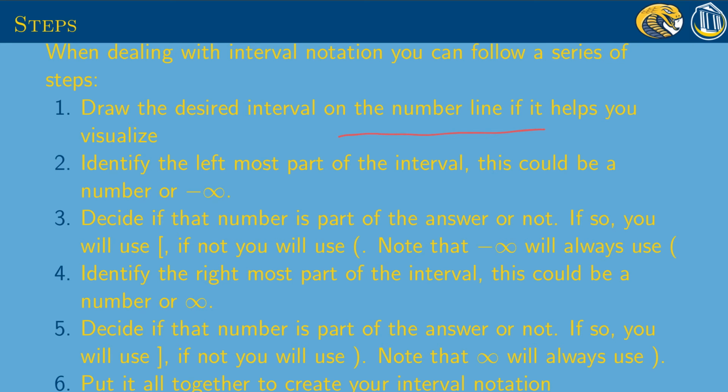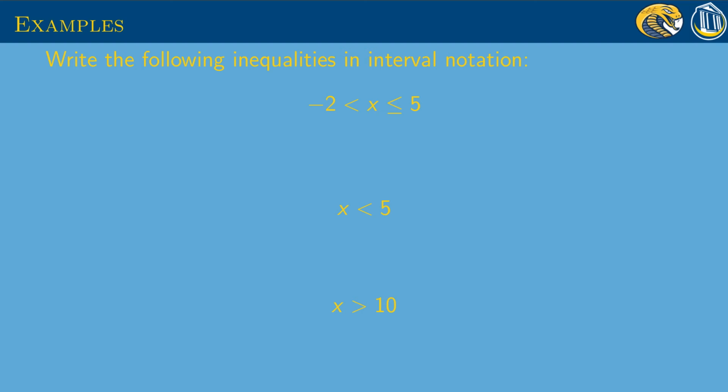Let's try some examples. If we're looking at the interval from minus 2 to 5, where minus 2 is less than x, but x is less than or equal to 5, if we want, we could imagine this as a number line with minus 2 here and 5 here. And of course, we're dealing with the region between minus 2 and 5.